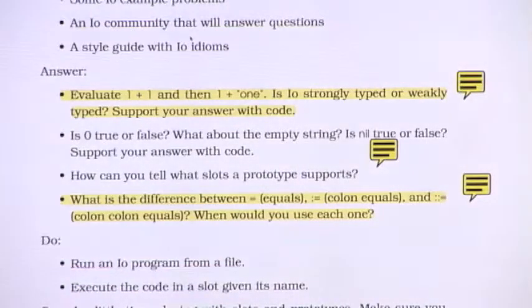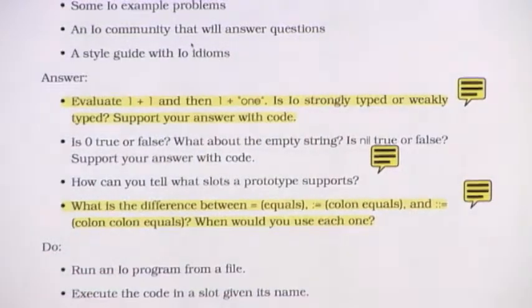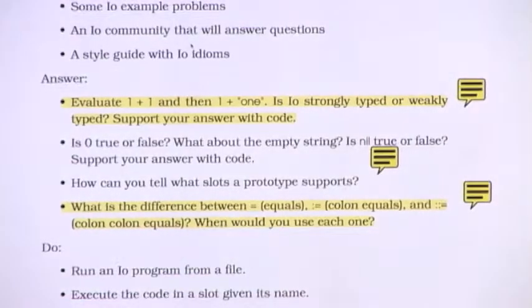Alright, we already went over zero. Zero is true. Is the empty string true? No, 0 is. Yeah. What about nil though? Nil is false in Ruby, isn't it? Nil is false. Yes. And how can you tell what slots a prototype supports? Proto slots. Slot names. Slot names, or you can do slot names. Has slot also.